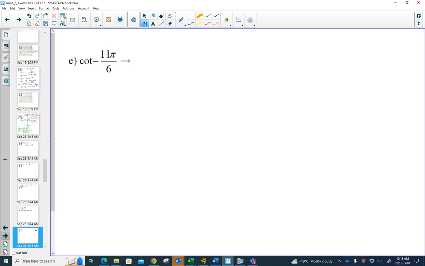Cotangent of negative 11 pi over 6. So we would think about tangent of negative 11 pi over 6. We would recognize that the reference angle is pi over 6. Now, for thinking of the quadrant, I sometimes find this helpful.